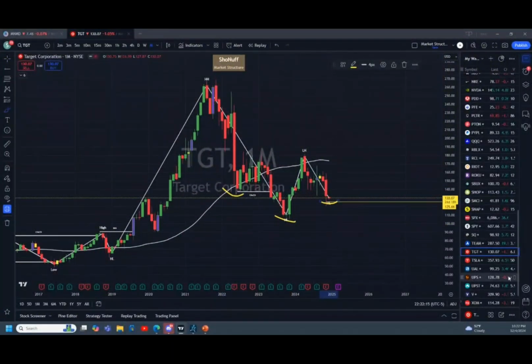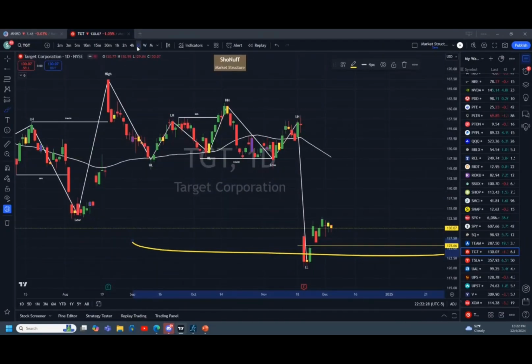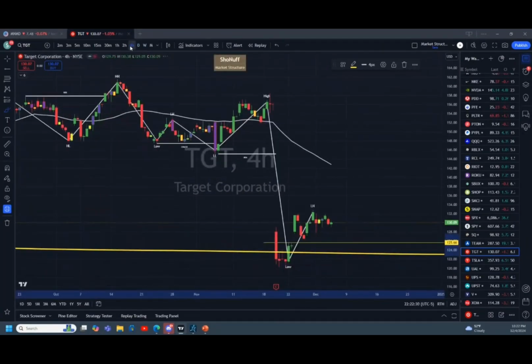An inverse head and shoulders is forming on the pullback. It's still bullish on it. But let me go to my weekly. Hold on now, okay, we'll see something. Go to my daily. It's a 4 hour.